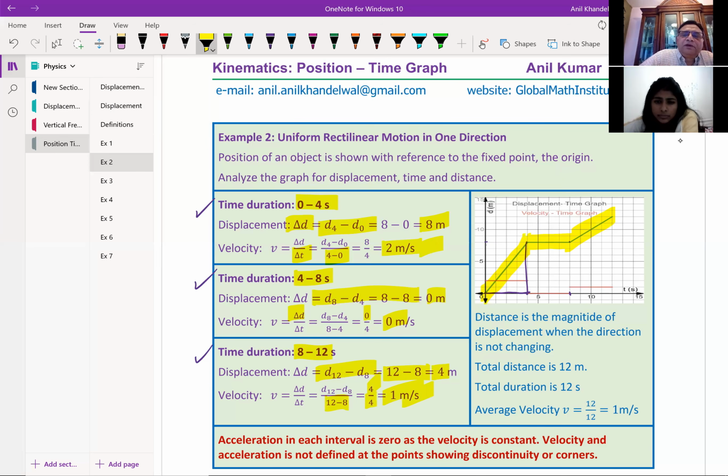Now, can you tell me what is the total distance covered in 12 seconds? So total distance covered in 12 seconds. Do you just add the displacement? So from 0 to 4 seconds, you said the displacement was 8. Then 4 to 8, you said the displacement was 0. And then from 8 to 12, you said it was 4. So 8 plus 4, 12.